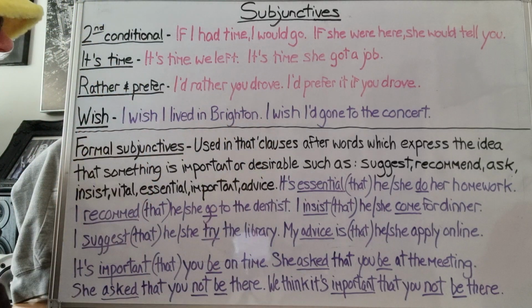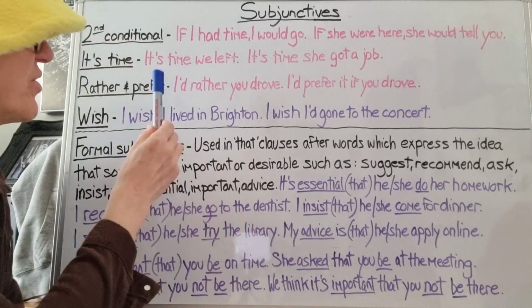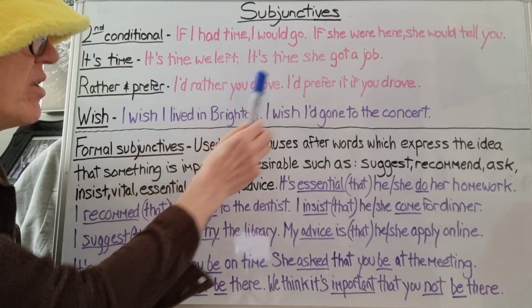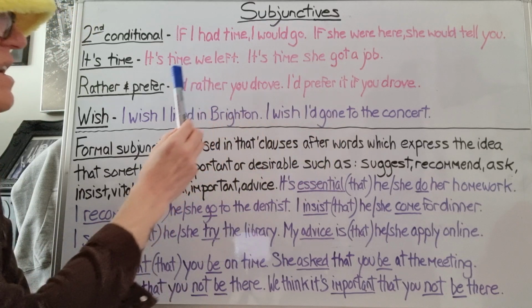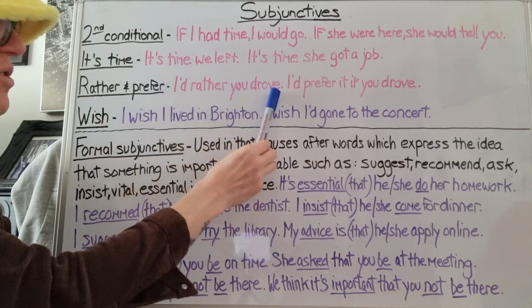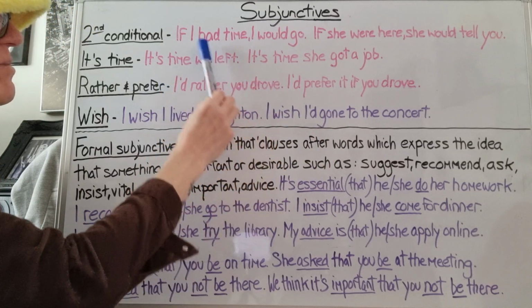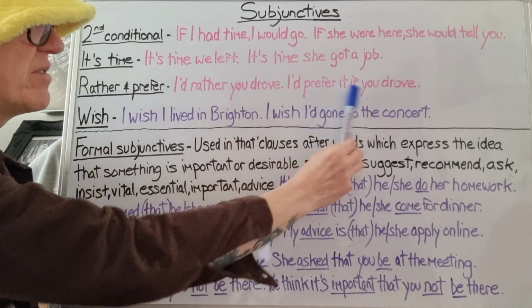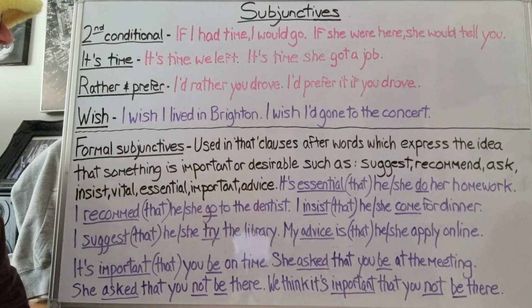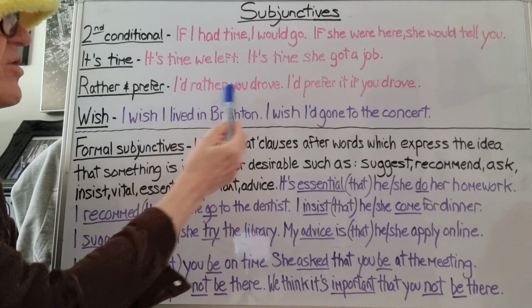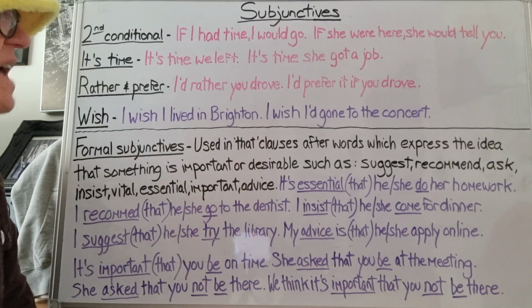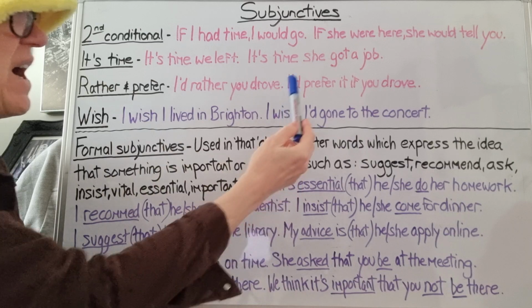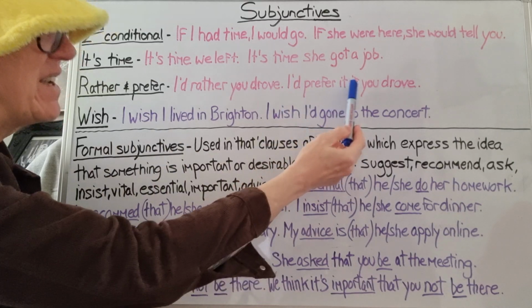Rather and prefer. It's the same thing. Two subjects, I, you. I'd rather you drove. Again, past simple. Okay, you often find the past simple in these subjunctive tenses. I'd rather you drove means I want you to drive. I'd prefer it if you drove.